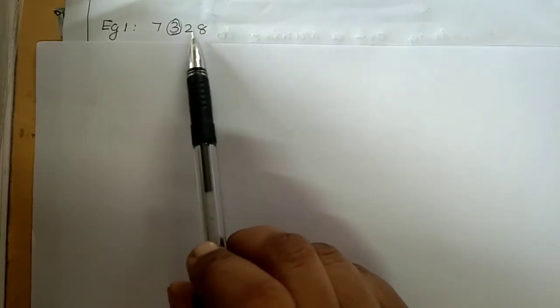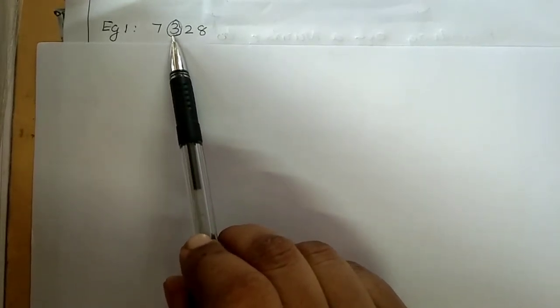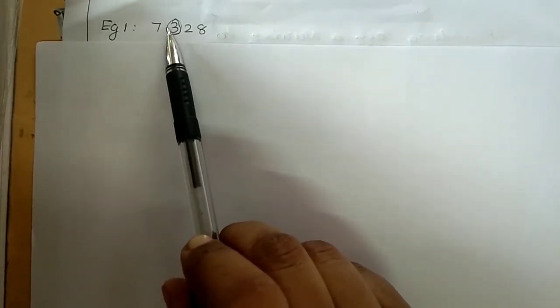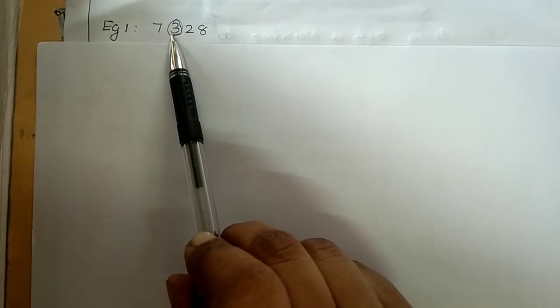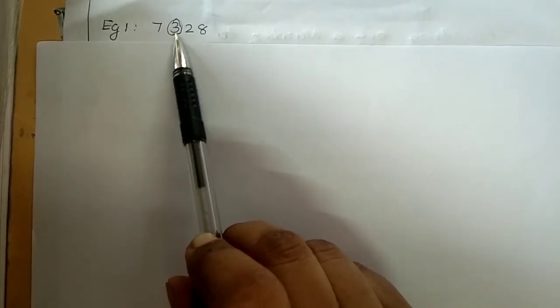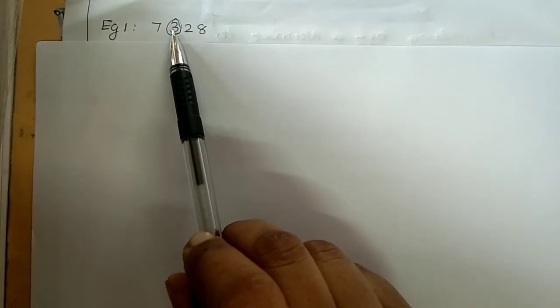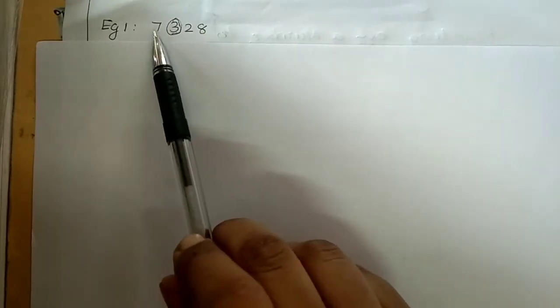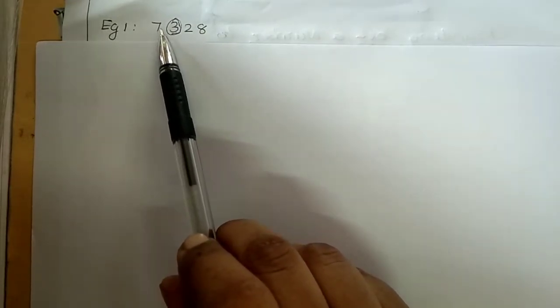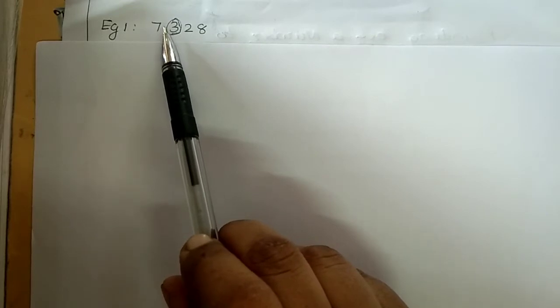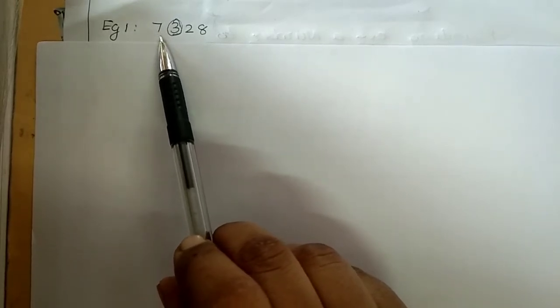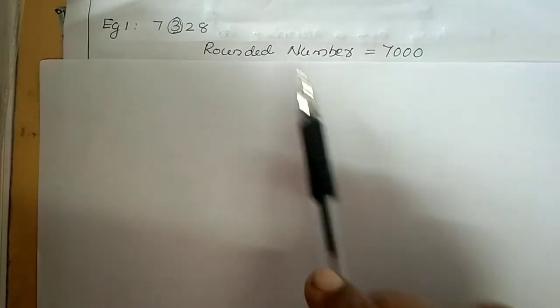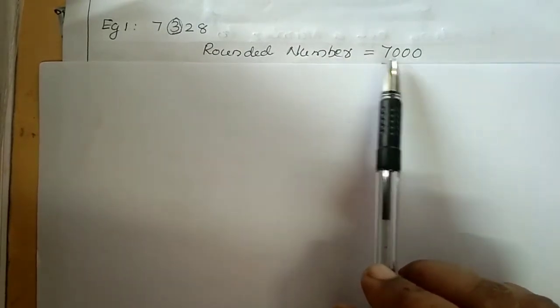7,328, round off to the nearest 1000. Here you check the hundreds digit. This number is 3, which is less than 5. In that case, in the hundreds, tens and ones places, replace these digits by 0 and the remaining digits stay as they are. That means no change in the remaining numbers. So our rounded number is equal to 7,000.